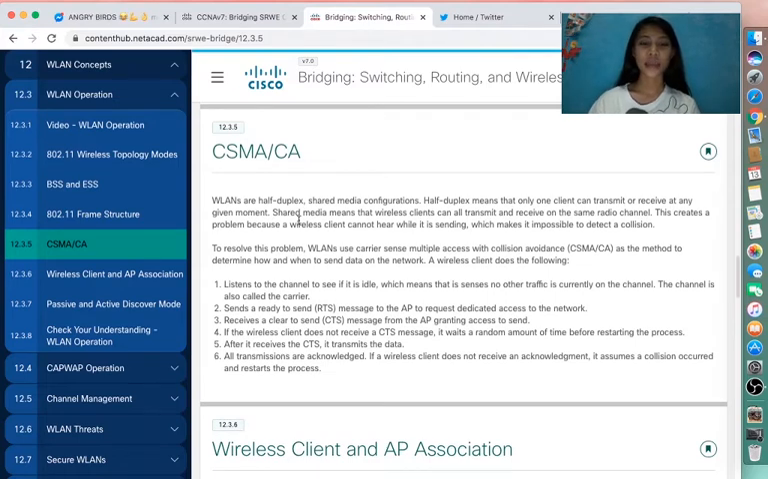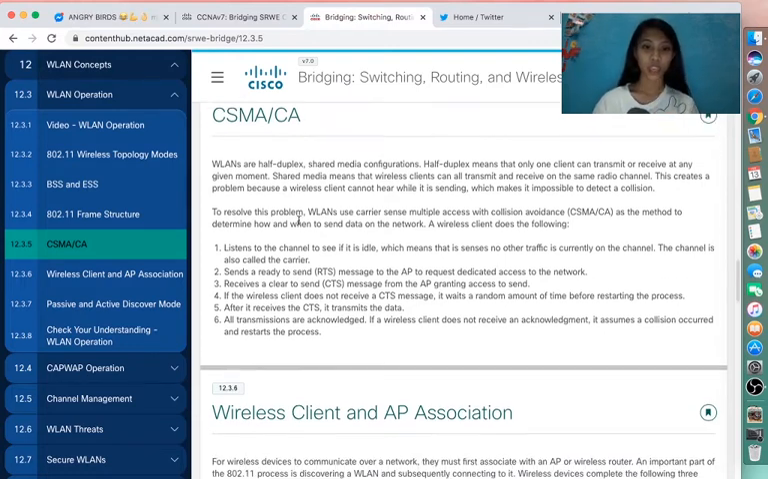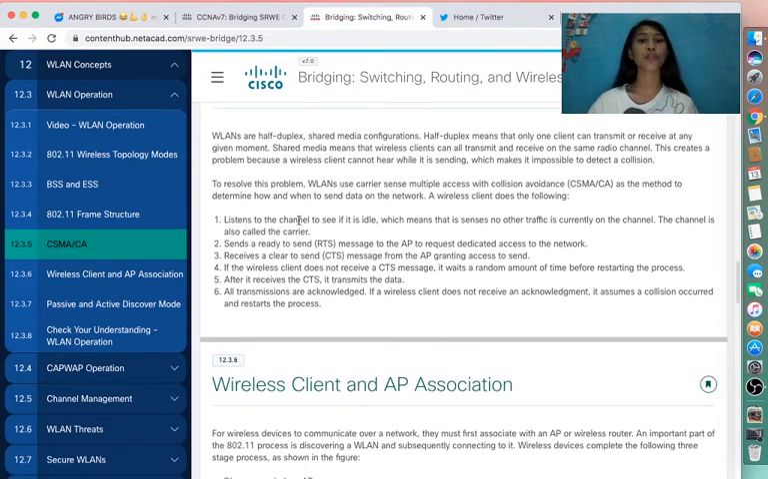Our WLANs are half-duplex, shared media configurations. To resolve this problem, WLANs use carrier sense multiple access with collision avoidance, CSMA/CA, as the method to determine how and when to send data on the network.